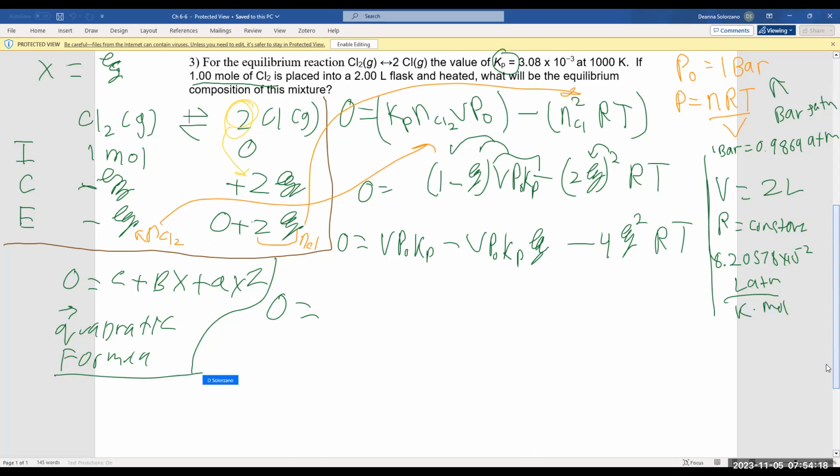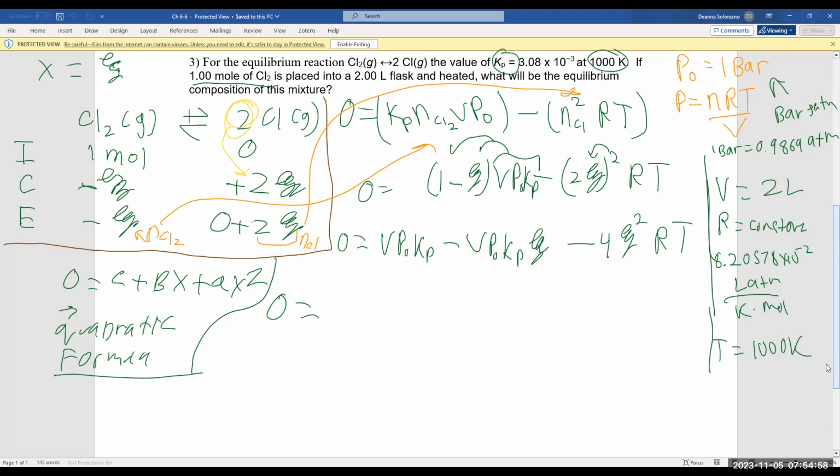So let's click on those conversions over here. Your P naught's already 1 bar, so you should be fine there. We'll just plug this in as is. Your V's in liters, which is the units we want. Your Kp's in, well, Kp doesn't really have units. Your temperature's right here. It's already in the units we want, so that's good. What else do we need? We have moles. Okay, cool.